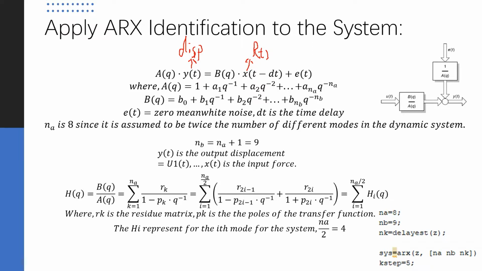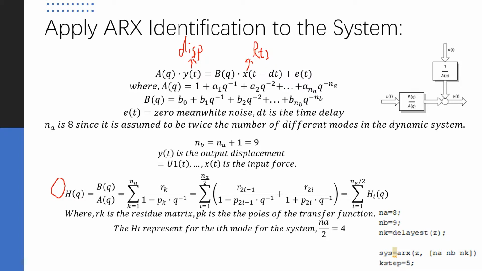And by the definition, since there are 4 degrees of freedom, we assume that there will be 4 pairs of conjugate pairs of roots for the ARX transfer function, and the AQ has an order of 8, and the BQ has an order of 9. In the equation below, there is another form of the transfer function HQ. BQ divided by AQ is equal to this function.